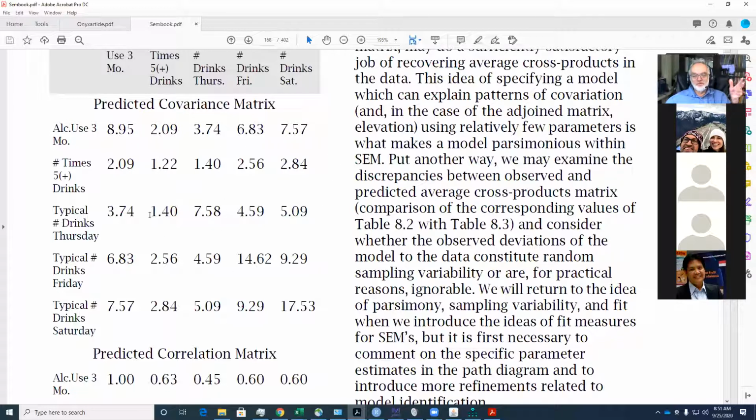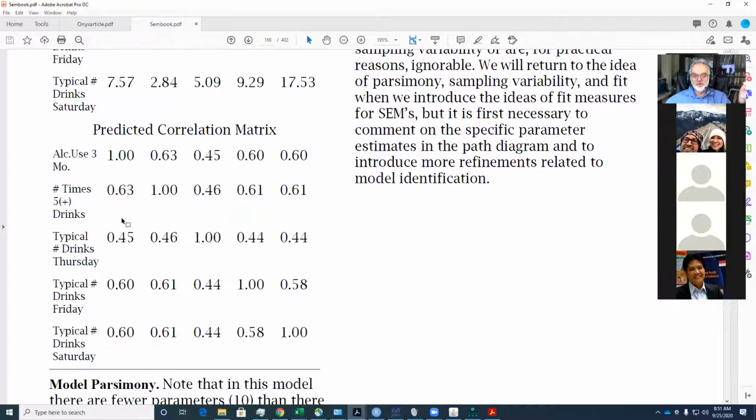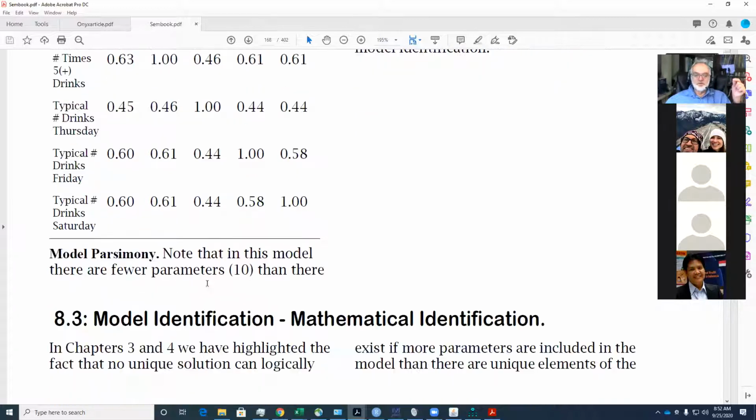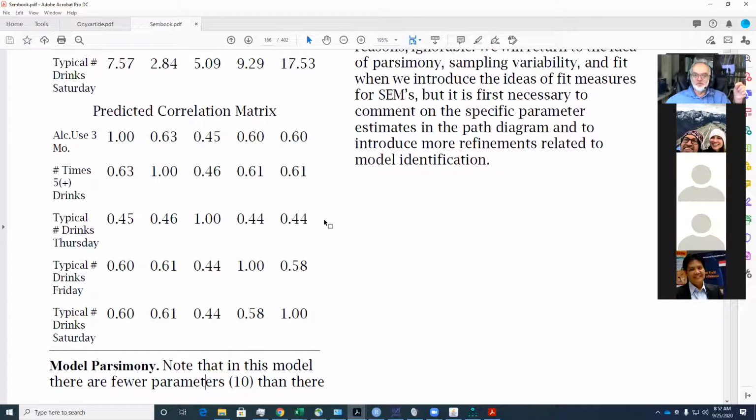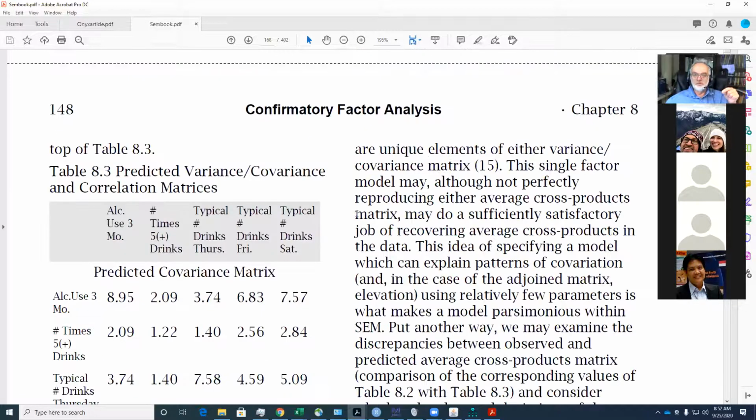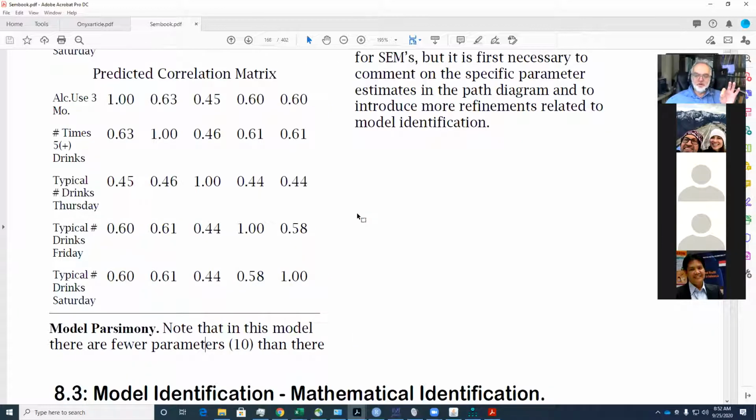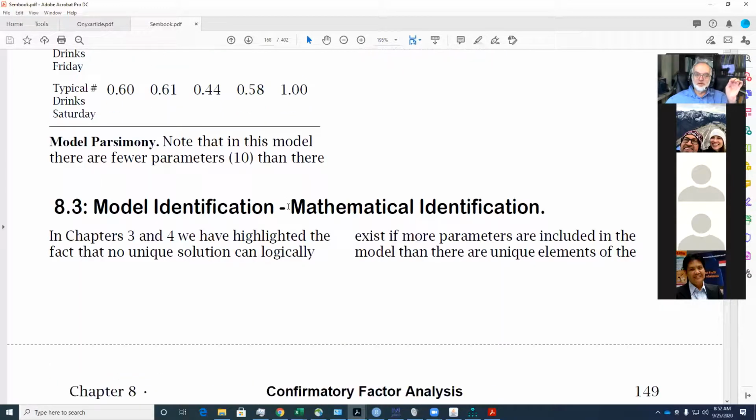So in one fell swoop, I can do all of these calculations to get me the predicted variance covariance matrix. In like form, I can use the standardized solution to get a predicted correlation matrix. And this bears now on the issue of model parsimony. I've got fewer parameters than there are elements in here. All right, so this is an absolutely great time for me to stop, because we will now proceed to model identification and what you need in order to have a model that runs.